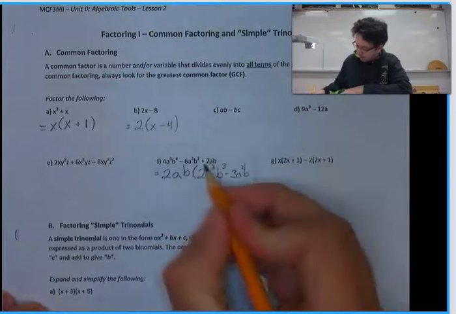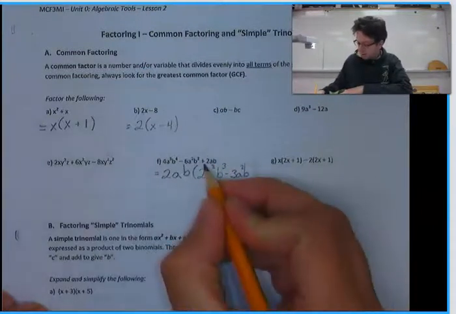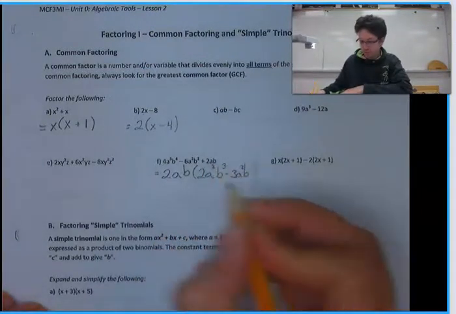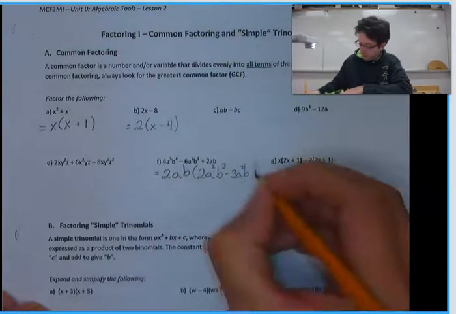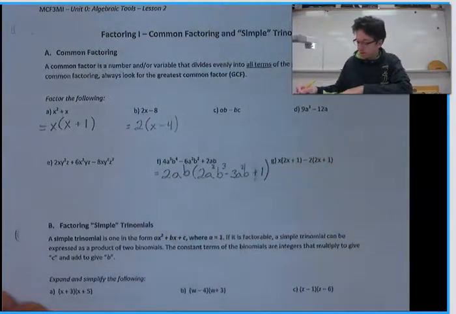And for our last term, it is the exact same, 2ab and 2ab, so 2ab multiplied by 1 would give you 2ab. So that's pulling out your greatest common factor.